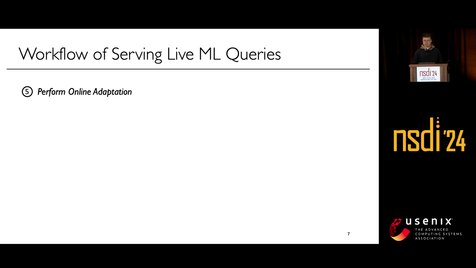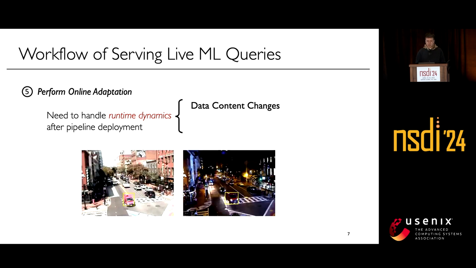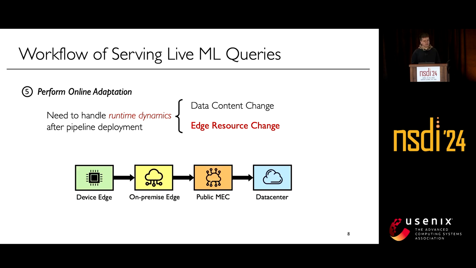Finally, after the pipeline is deployed, we need to perform online adaptation to handle runtime dynamics that may affect query performance. There are two types of runtime dynamics. One is called data content change, which includes changes to the input data. For example, in our query, the environment light of the scene can change based on different time of the day. And keep using the same configuration may lead to suboptimal query performance. The second type of runtime dynamics is edge resource change, which can affect the available compute and network resource across the edge.